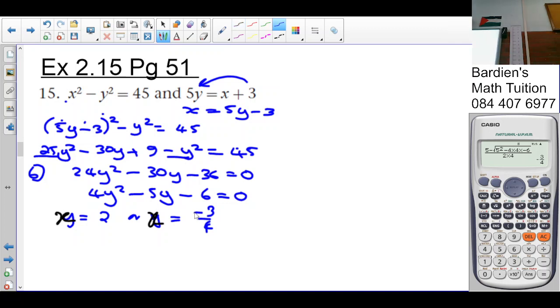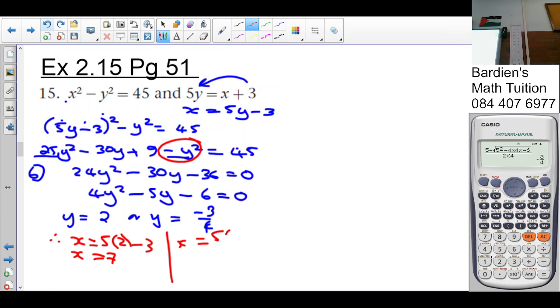Okay. Where's your mistake, Michael? I added y squared instead of minus y squared. Then substituting. Oh, your mistake is here. Okay, no problem. So therefore x is equal to 5 times 2 minus 3, which is 10 minus 3, which is 7. On the other hand, we have x is equal to 5 times negative 3 over 4 minus 3. Negative 15 over 4 minus 3 is 12, is negative 27 over 4. Is that correct? Right.